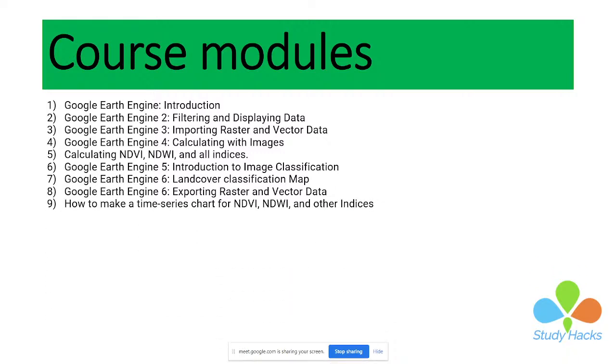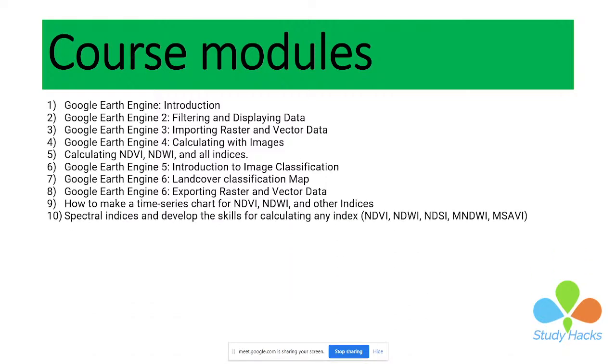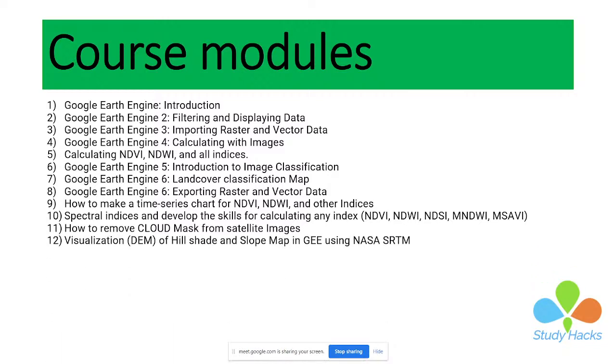Then we will also focus on the time series chart of NDVI, NDWI or any other indices. We can easily make the time series chart. Then we can also discuss the spectral indices and develop the skill for calculating any index. Then how to remove the cloud from satellite imagery: how you can easily remove the cloud and haze from your satellite imagery and get a clear satellite image. Then we will also discuss the DEM data, the digital elevation model, and create the hillshade map and slope map.